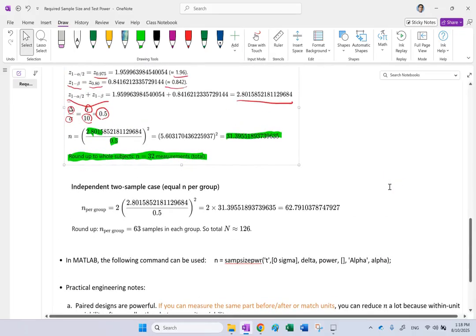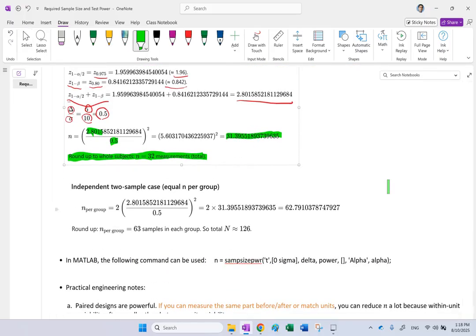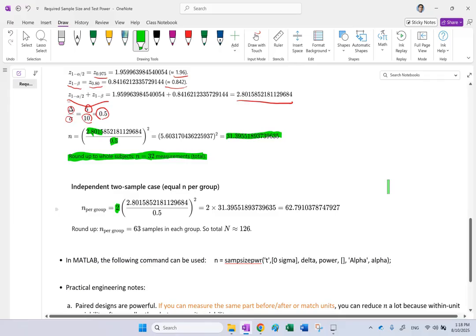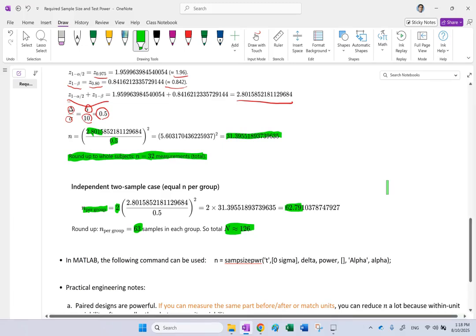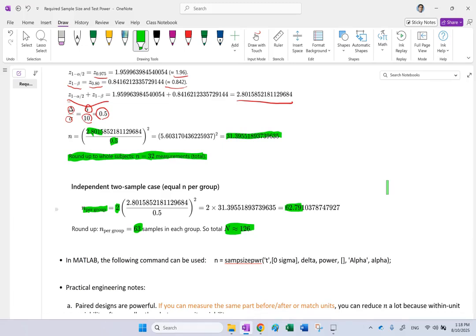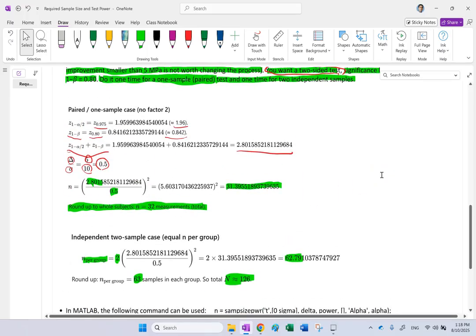And now if you have two separate samples, then you need to multiply that by a 2. So this time, each group needs 62.79, which if you round it, you need 63 per group. But you have two groups, so you have to multiply that by a 2. So this time you need 126 specimens. Break it into two groups of 63, and now you can basically get the same power of the test and get the same significance level, or alpha.